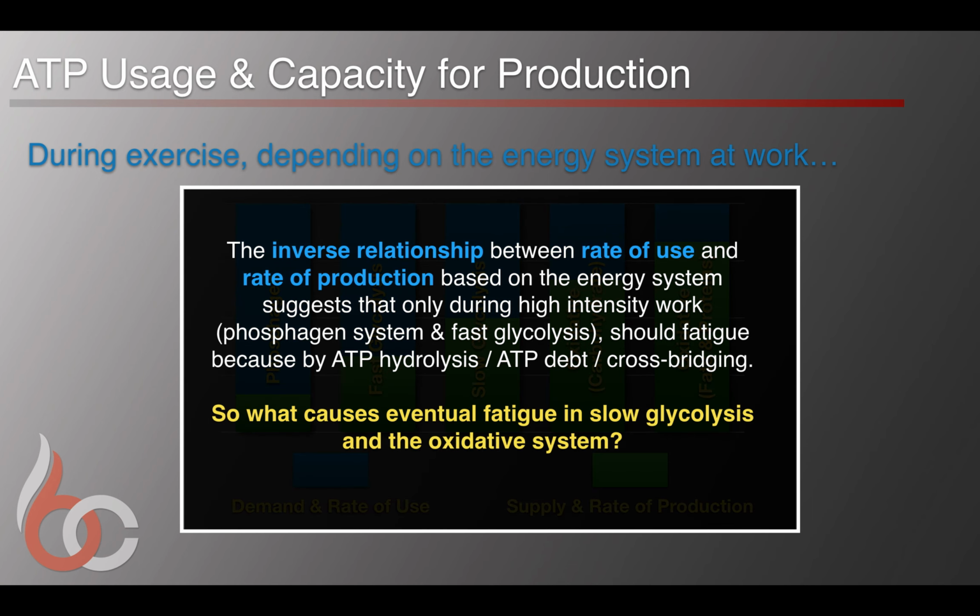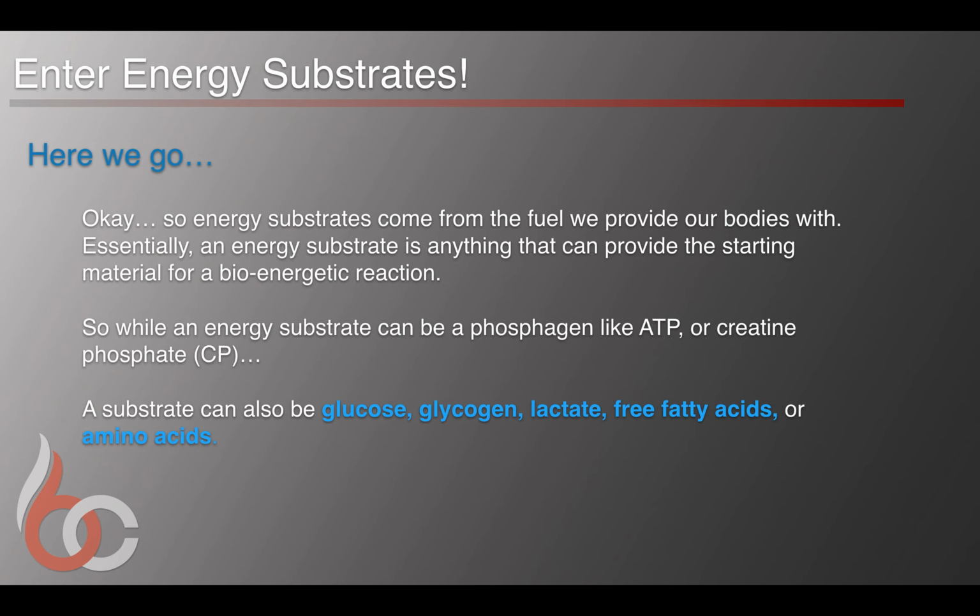The inverse relationship between the rate of use and the rate of production is always based on the energy system. It suggests that only during the high intensity work, like the phosphagen system or fast glycolysis, should fatigue be caused by ATP hydrolysis or ATP debt or cross-bridging, right? And this is kind of the question that we just asked. So what causes the eventual fatigue during the slow glycolytic pathway or the oxidative system?